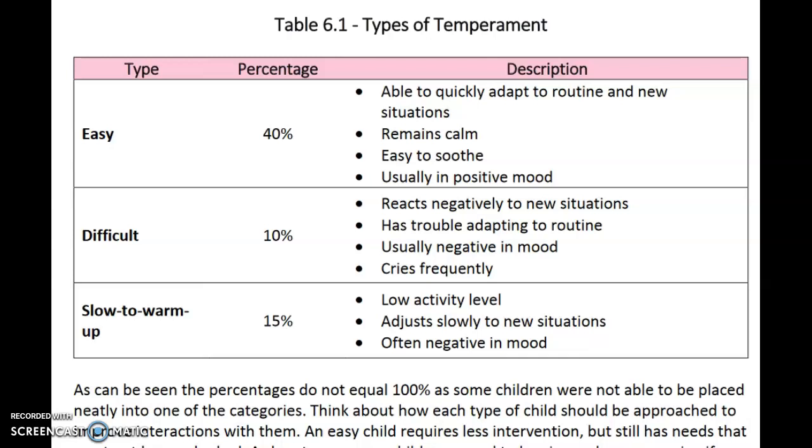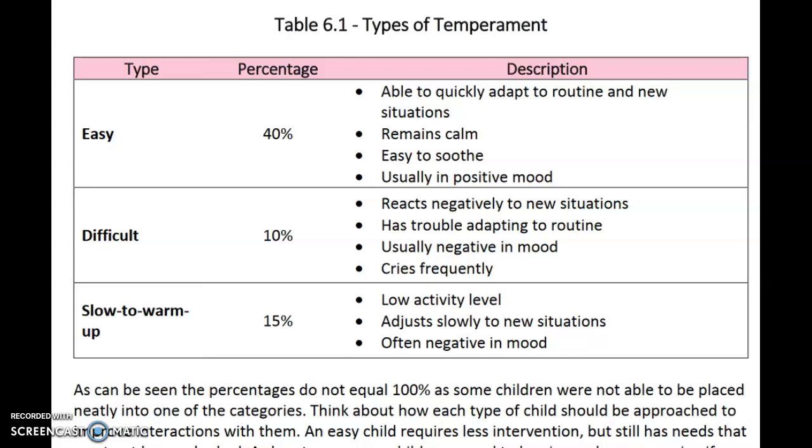We need time to take in what's going on in the environment. We can fall into a negative mood pretty often, but aren't always in a negative mood, especially if we're given the right environment, right? They can get shaken out of it much easier than the difficult child. And about 15% of children are truly slow to warm.